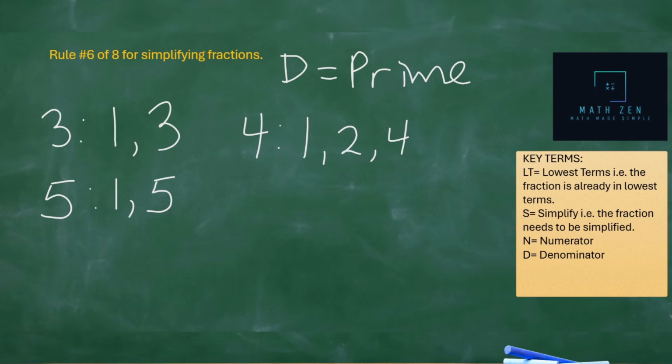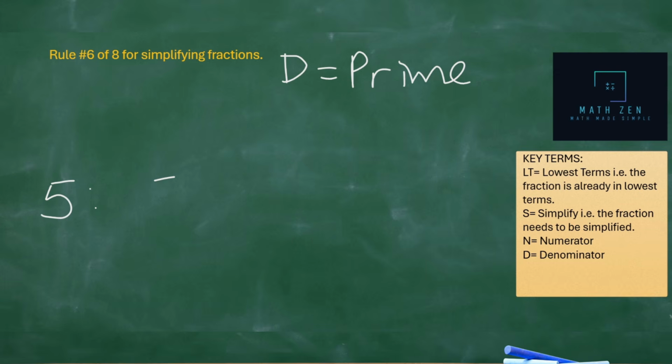So let's take a look at how this might look when we're looking at fractions that have these things. Let me erase this first, and we'll take a look at the fraction 4/11. 4/11 is already in lowest terms because the denominator 11 is prime. You can only get 11 by doing 1 times 11.